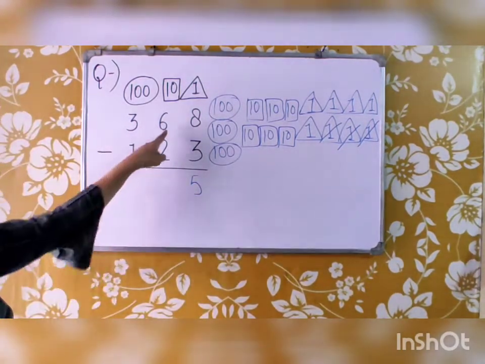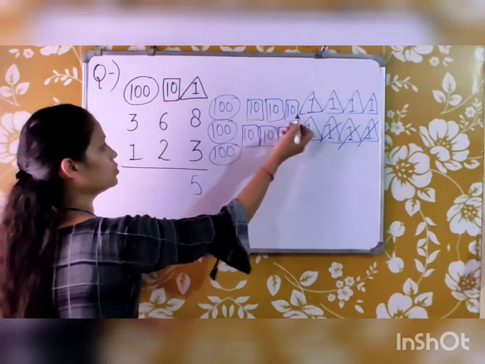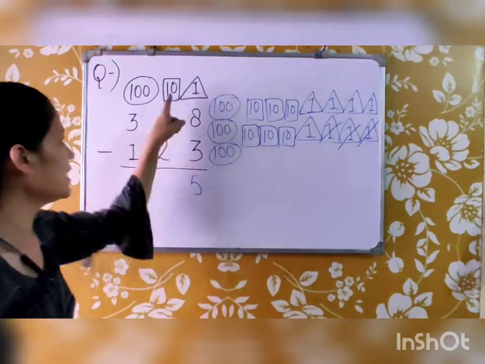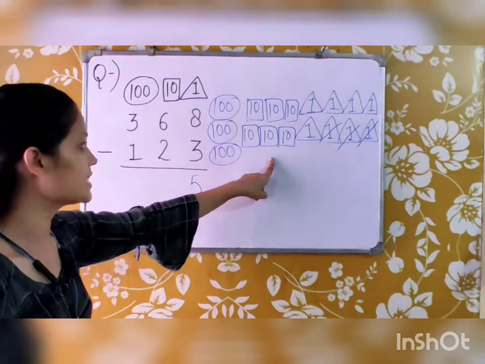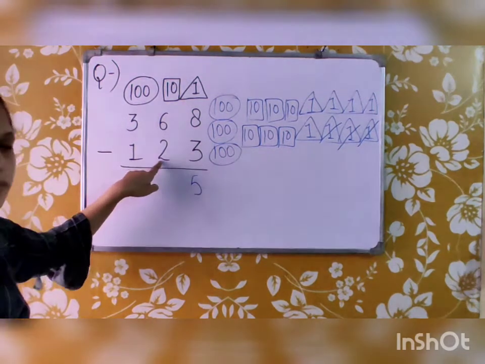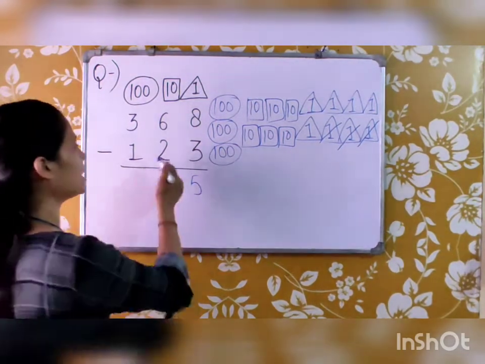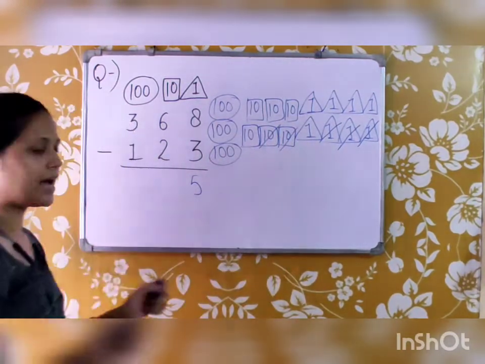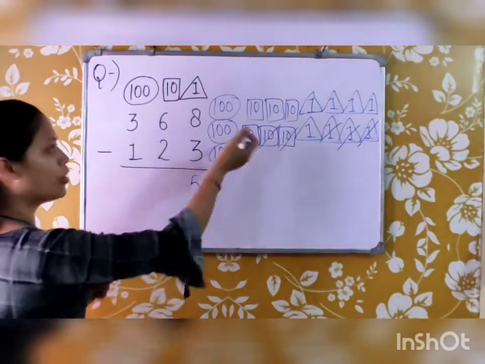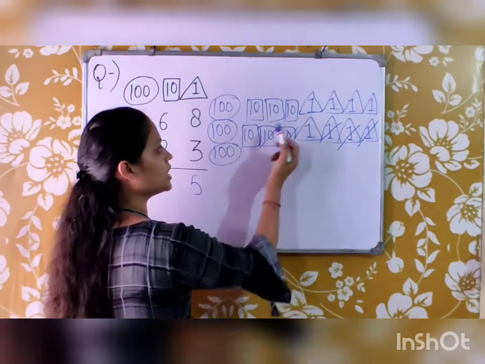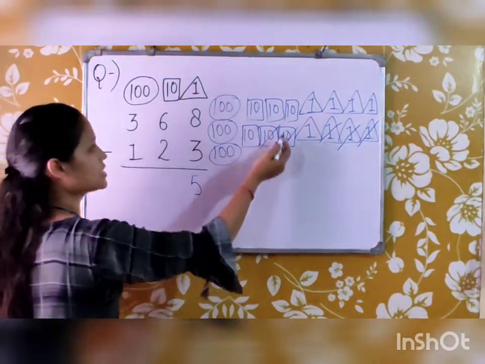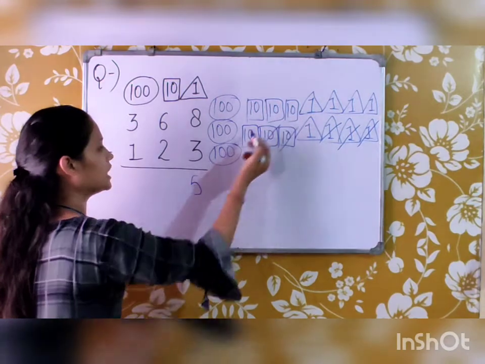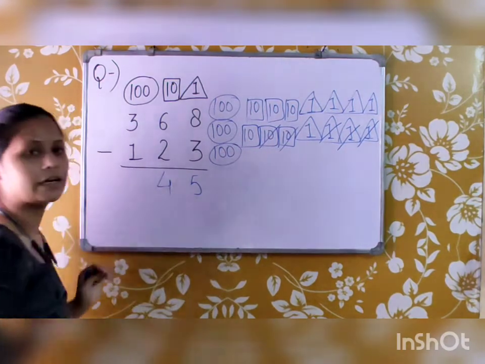Similarly, from 6: 1, 2, 3, 4, 5, 6. In the tens place 6 was written, so I have written 6 tens here. And we have to subtract 2 from that. So I will cut 1 and 2. Now how many are left? 1, 2, 3 and 4. So 6 minus 2 is 4. So I will write 4 here.